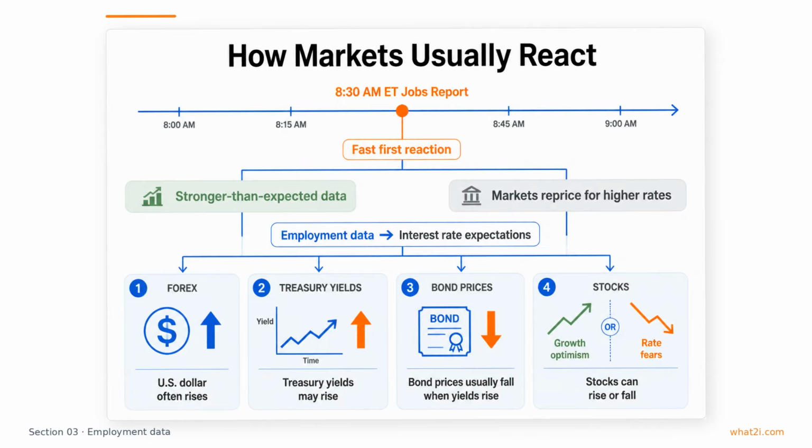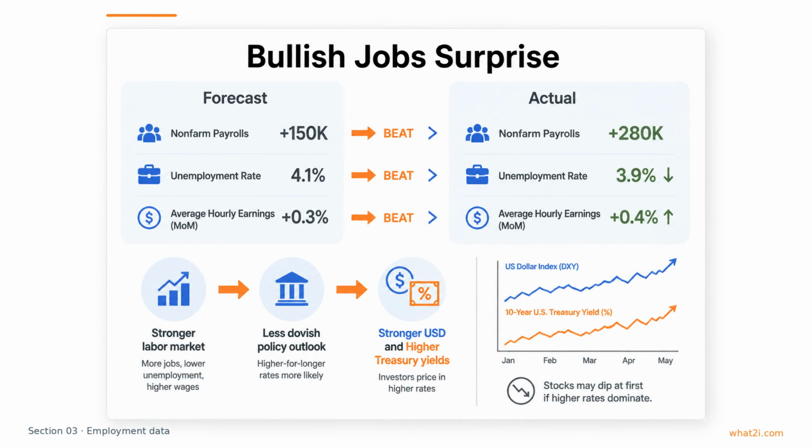The first reaction is usually fast, but the more durable move depends on how the market interprets the balance between growth and policy. A bullish job surprise usually means the key parts of the report all come in stronger than expected at the same time. If payrolls rise by 280,000 instead of the forecast 150,000, unemployment drops to 3.9% instead of holding at 4.1%, and wages grow 0.4% rather than 0.3%.